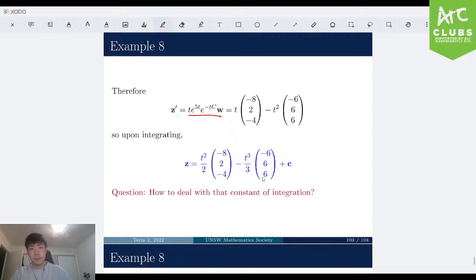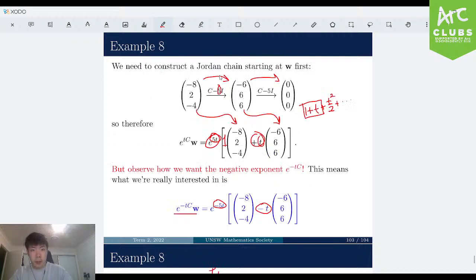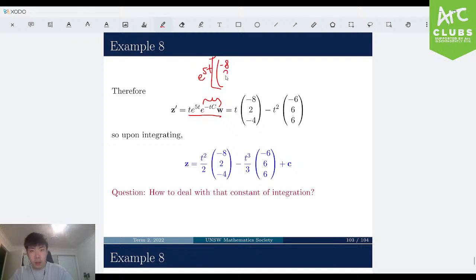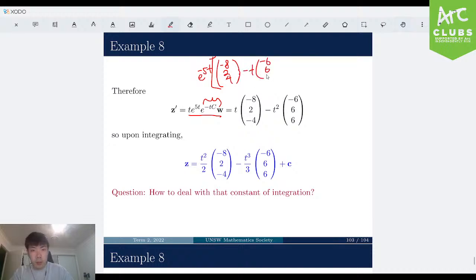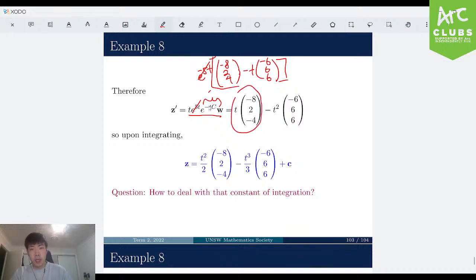this. Where this here is e to the power of 5t times that thing here. So negative 8, 2, 4 plus t, sorry, minus t, because it was negative. Yeah, so minus t. So this is just this, and so this will cancel out with this. And so you would just have t times this first vector, and then t times this next component.